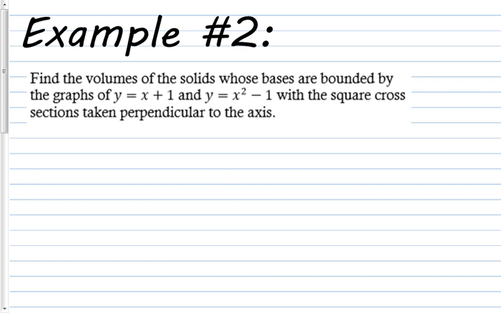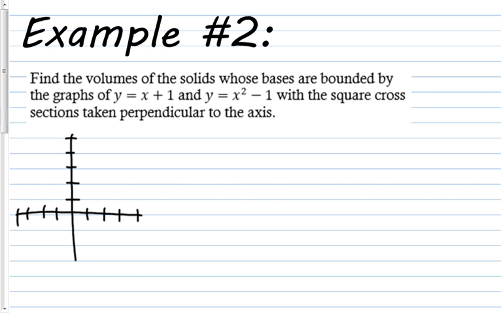Okay, so onward. Example 2: find the volumes of the solids whose bases are bounded by the graphs of y equals x plus 1 and y equals x squared minus 1, with the square cross sections taken perpendicular to the x-axis. To start off, graph this. It's not very difficult. I have x plus 1 and x squared minus 1.